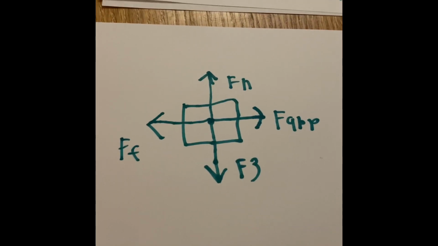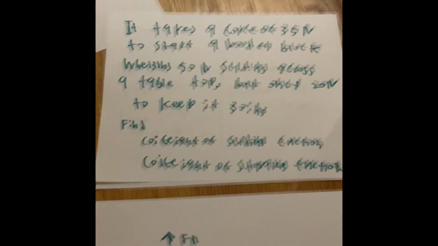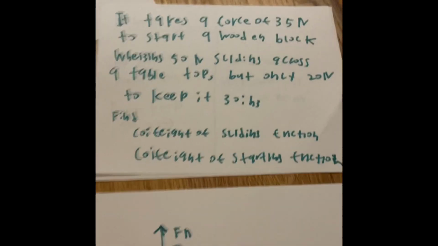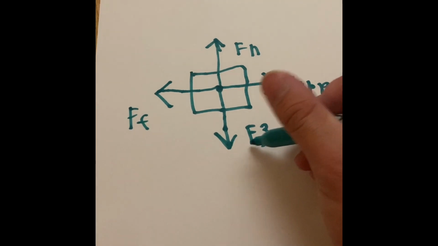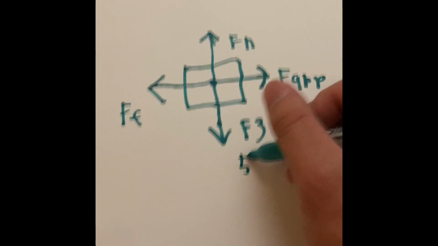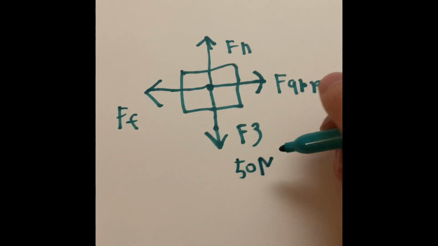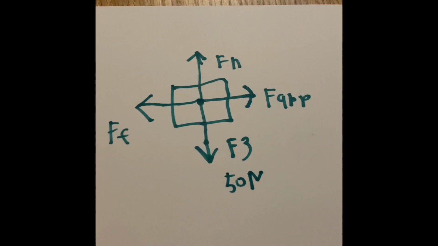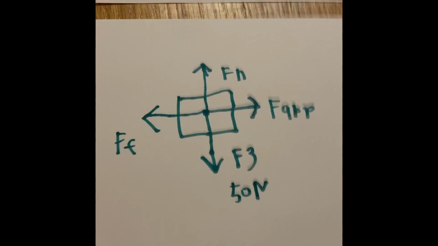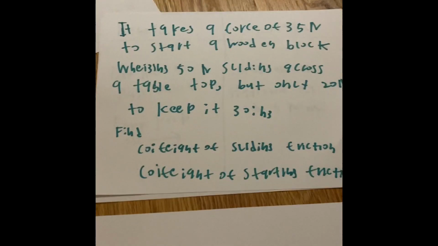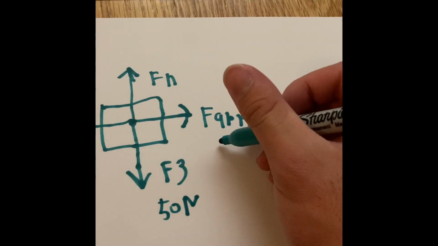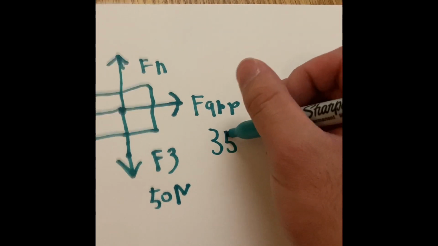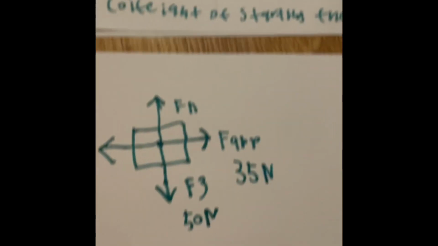If the problem states that the block weighs 50 newtons, that is going to be from our gravity, so we should put 50 newtons right over there. We also have a minimum requirement of pushing the block 35 newtons to the right. So for our force being applied, the force on the block trying to make it go is 35 newtons.